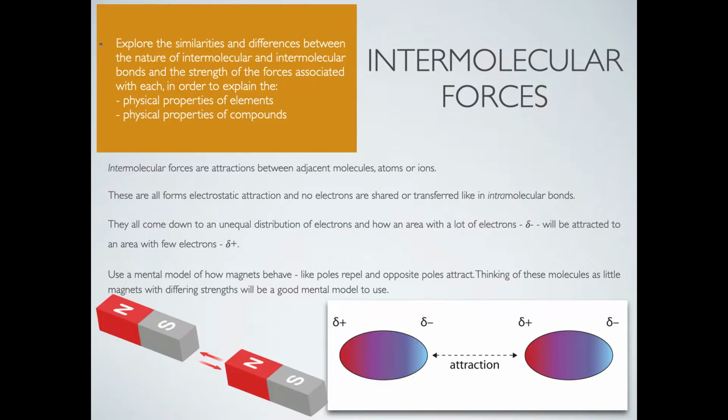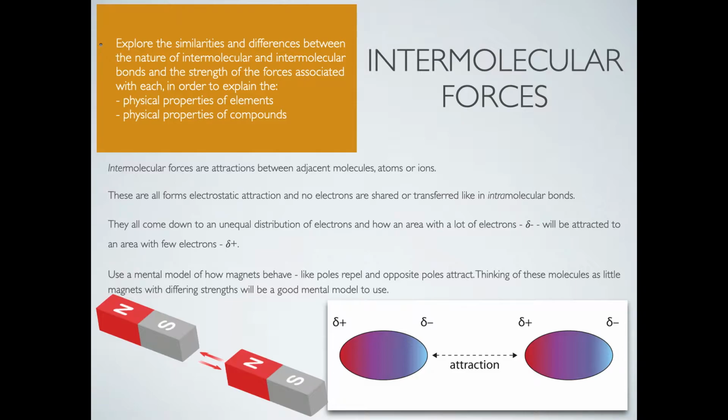So it all comes down to an unequal distribution of electrons in a molecule or not, and how areas with a lot of electrons, our little partial negatives or delta negatives, will be attracted to areas with less electrons, or our partial positives, our delta positives. So the mental model, a little model that you've got in your head, a 3D model of these little magnets. So some parts repel, some parts attract, and they all kind of line up and attract each other in a certain shape and way. And it's a really good mental model to use. I still use it to this day.